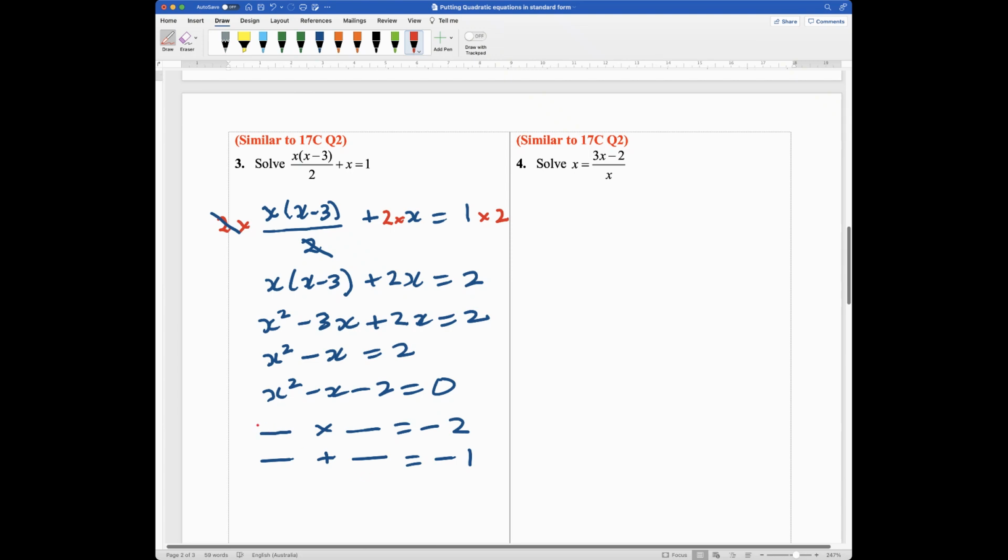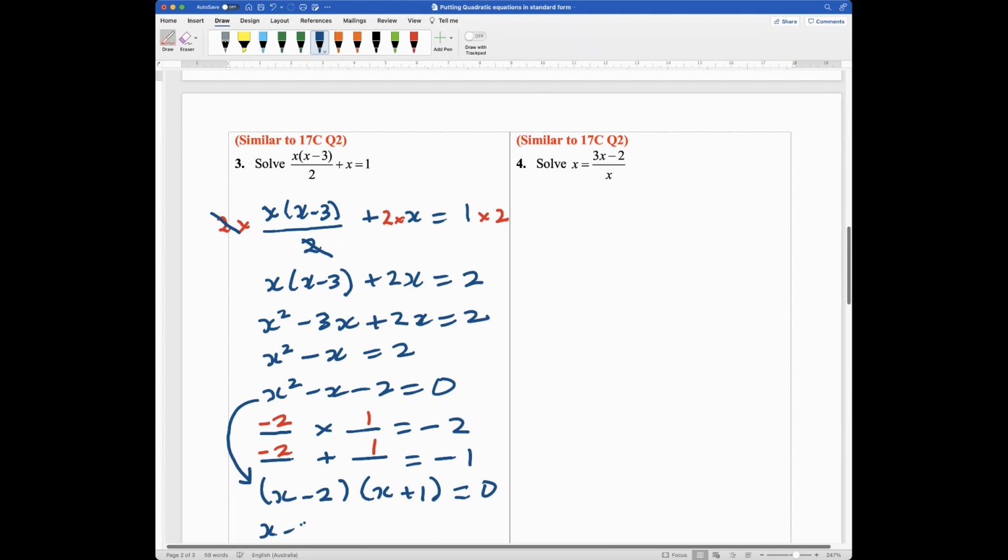Okay, so the numbers that you should have found are negative 2 and 1, and negative 2 and 1. So those numbers fit both those equations. All right, so now we can factorize. So put the brackets in, equal to 0. So now I can write that equation down here in factored form. So it's going to be x minus 2 and x plus 1.